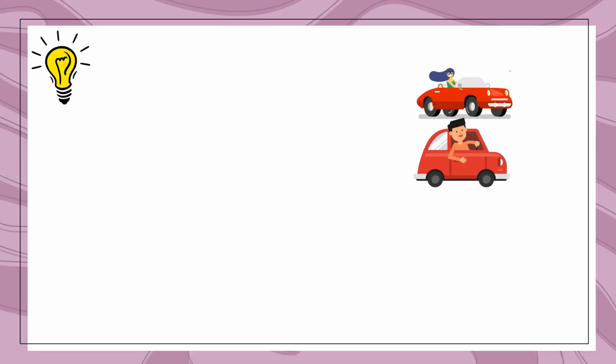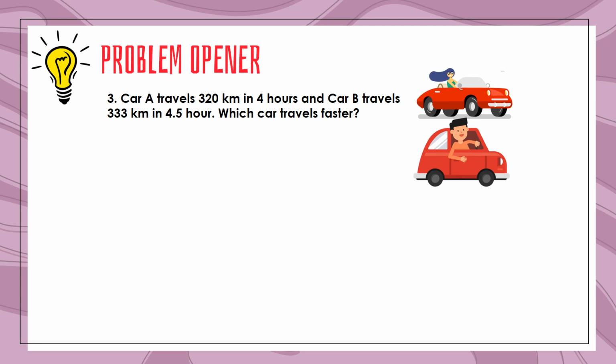Now let's go back to our problem opener, the third one. Car A travels 320 kilometers in 4 hours, and car B travels 333 kilometers in 4.5 hours. Which car travels faster? So we will need to compare their speed. From the previous slides, we know that the average speed is equal to total distance divided by the total time taken.